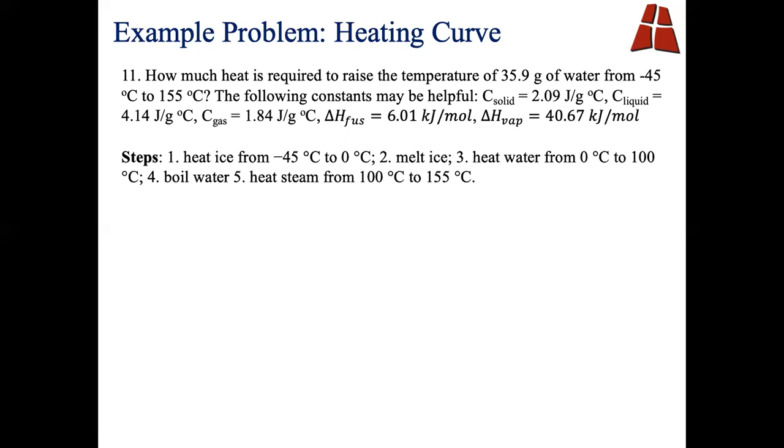We would start at the coldest, basically. The first thing we need to do is heat the ice from negative 45 degrees Celsius to 0 degrees Celsius, because that is where our phase transition will start to take place. Then we do our phase transition, which is the melting of the ice. Once all the ice is melted, we'll have liquid water. We can heat that water from 0 degrees Celsius to 100 degrees Celsius. Then at that point, we have another phase transition where we boil the water. And once all the water is no longer liquid, but a gas, we would heat that steam from 100 degrees Celsius to 155 degrees Celsius.